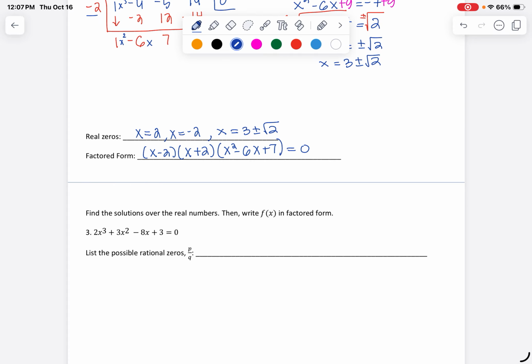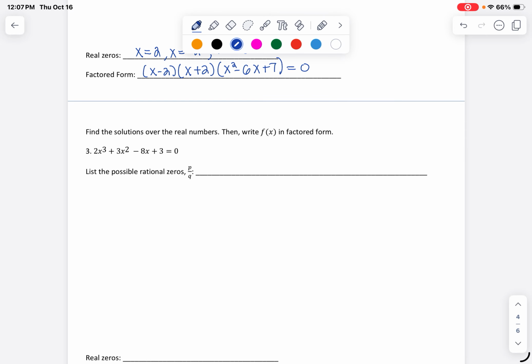Okay, probably feeling pretty good about this, right? All right, so now we have another cubic function. Let's list our possible rationals. So I need factors of 3 divided by factors of 2. Factors of 3 are 1 and 3, and factors of 2 are 1 and 2. Dividing by 1, I get those, and dividing by 2, I get plus or minus a half and plus or minus 3/2.